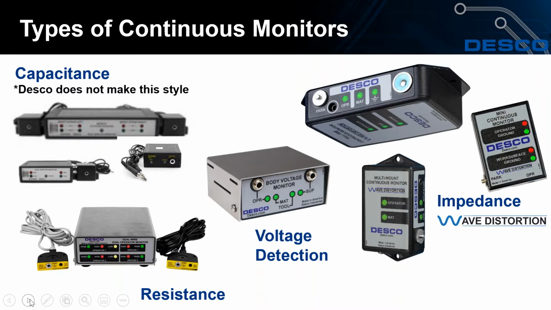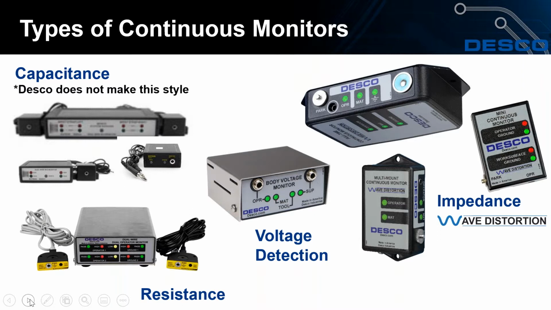Then there's resistance or resistive loop technology, and you might be familiar with these. You have to use a special dual wire wrist strap, and this basically is like a really fancy continuity tester. It monitors the body's resistance at the end of that wrist strap.